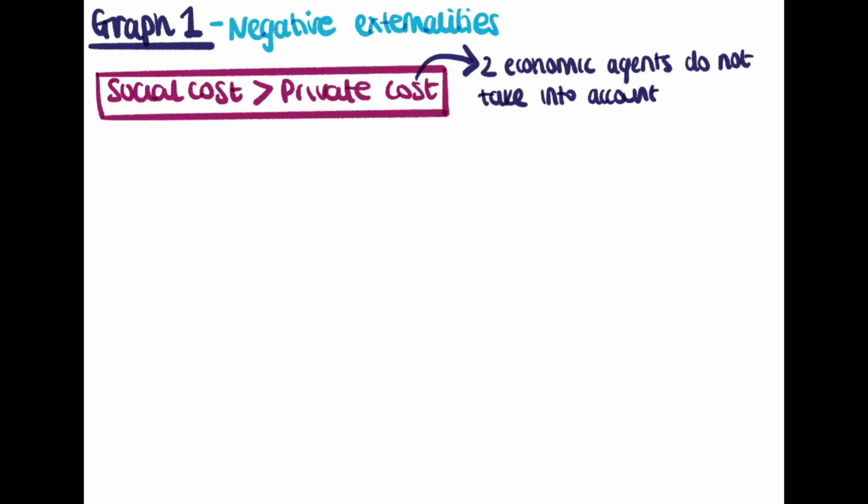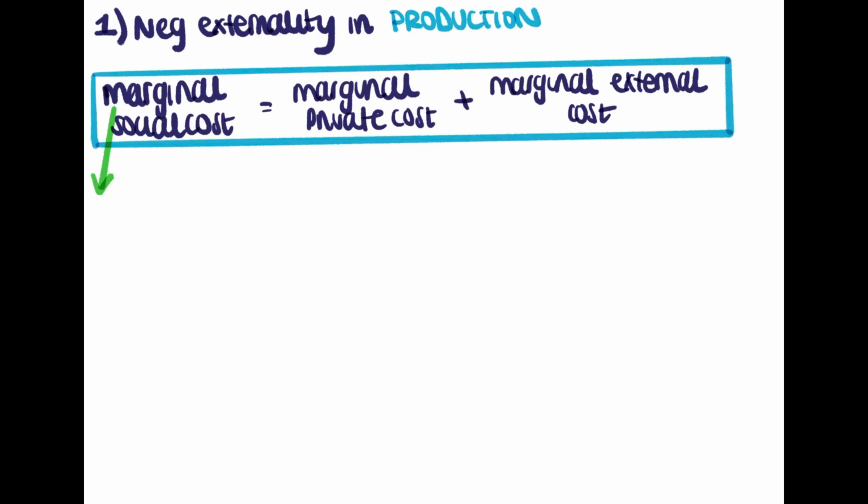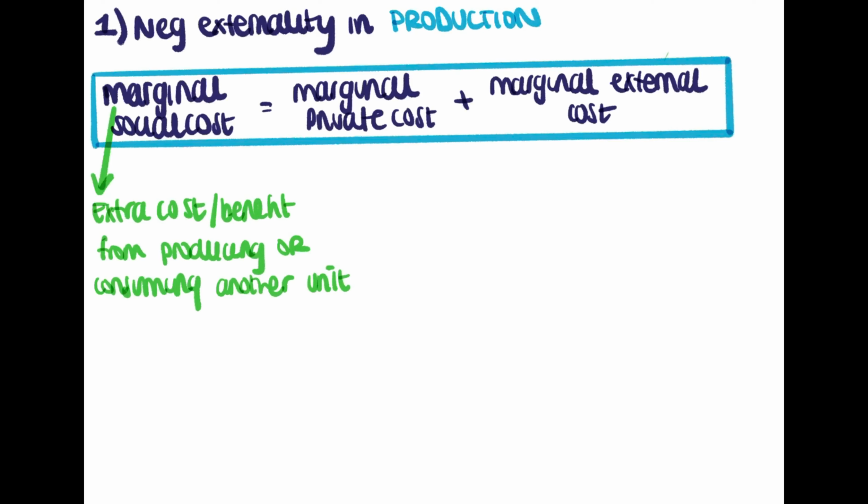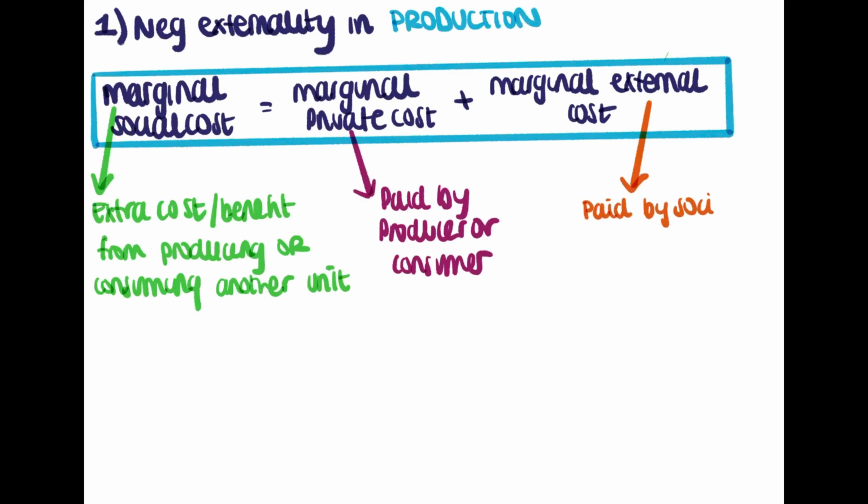Here, the economic agents have failed to take into account the social cost of their transaction. An example would be taking a plane to go on holiday. Passengers may not take into account the environmental damage caused by taking that flight. The formula for marginal social cost is marginal private cost plus marginal external cost. Marginal refers to the extra cost or benefit from producing or consuming an extra unit. Private costs are paid by the producer or consumer, and external costs are paid by society.